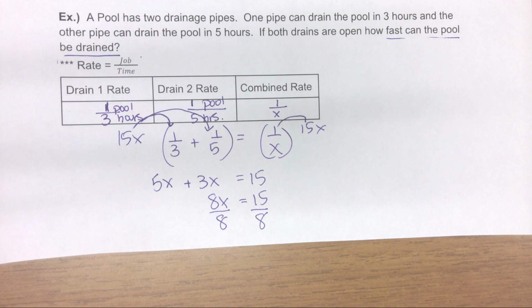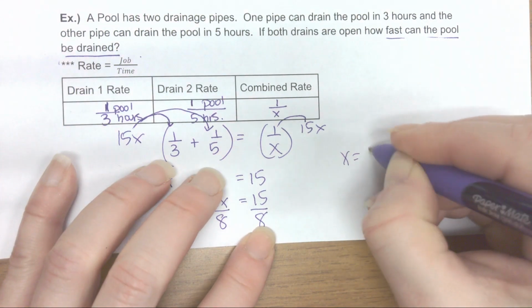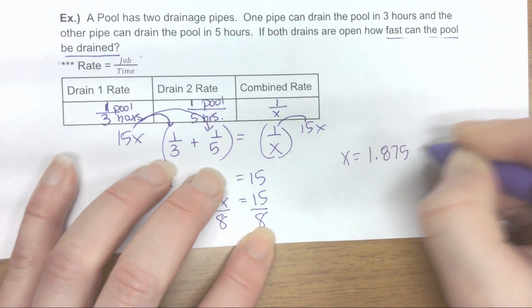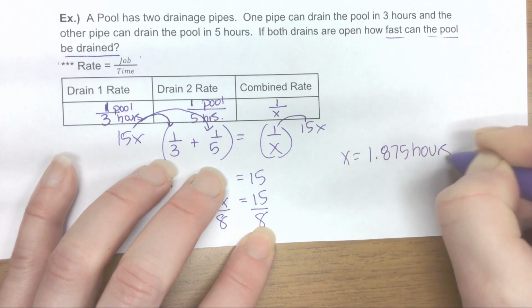What did we get? 1.875 hours to drain the pool is what I got.